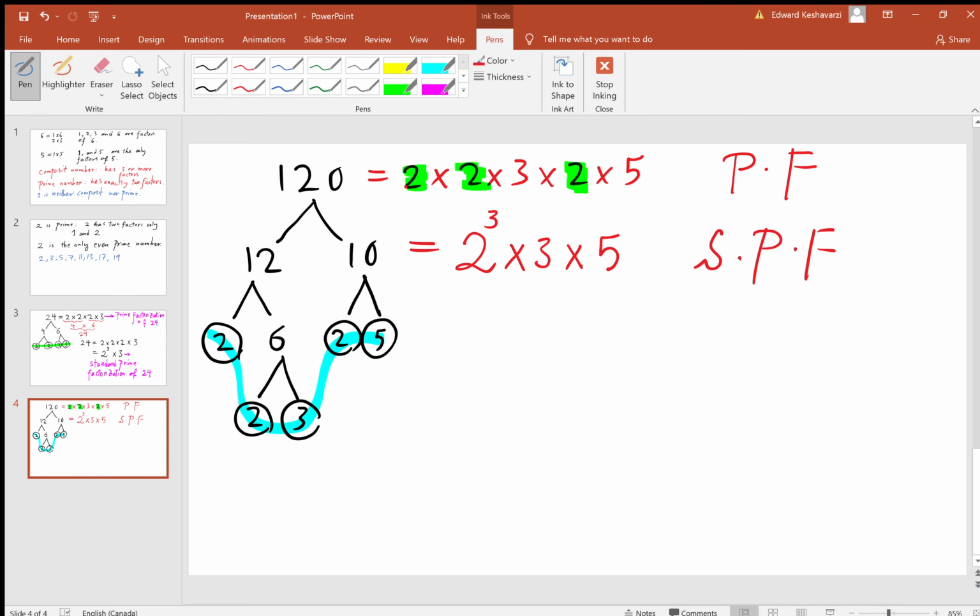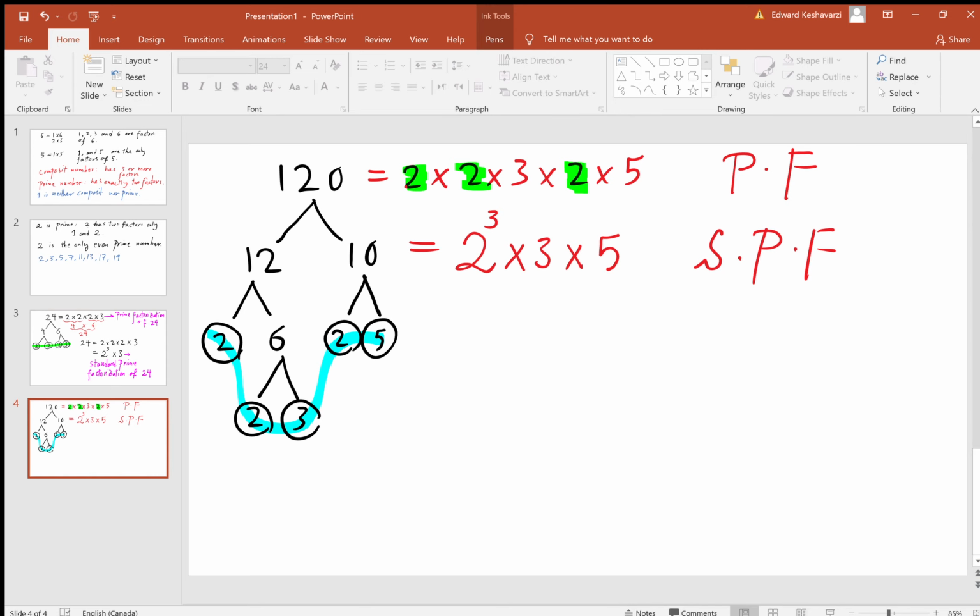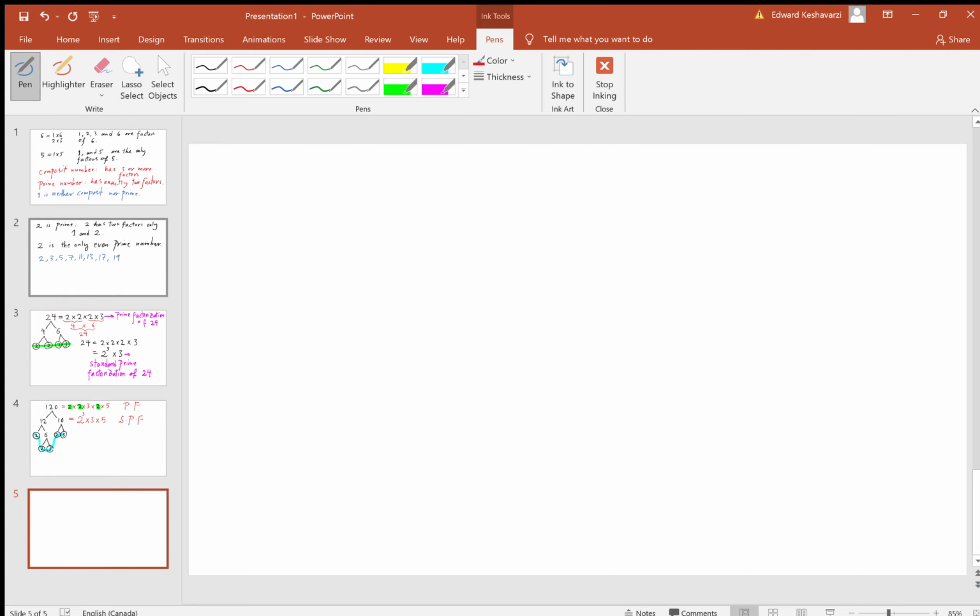You may wonder why we need to know about standard prime factorization or prime factorization. I'm going to share with you one of the very interesting applications of the standard prime factorization.